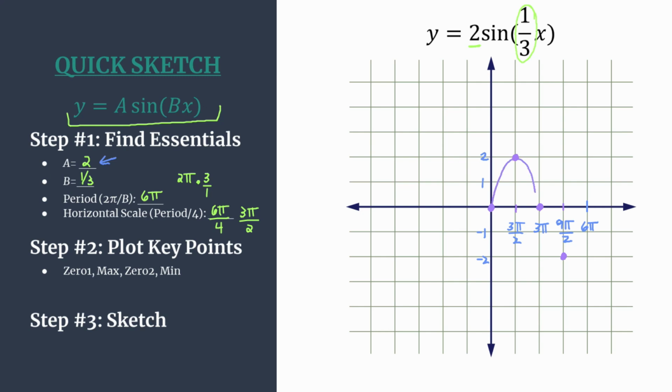Step 3, easy enough. Sketching your sine pattern here. We come back at 6 pi, we'd start a new cycle. So if you need more repetitions of this cycle, you can. Otherwise, you've got one great cycle of this graph. So that's all there is to getting a really good, quick sketch of a sine graph.